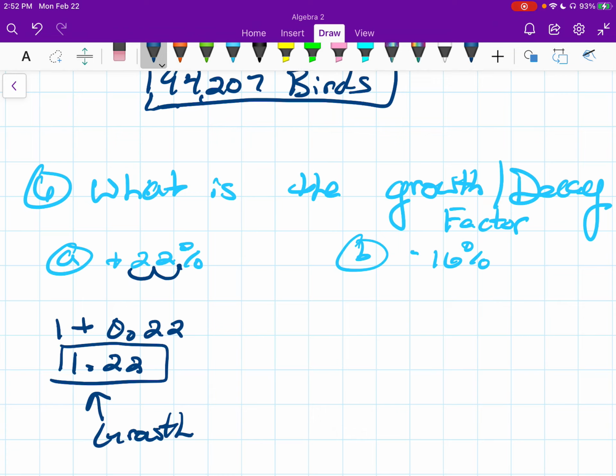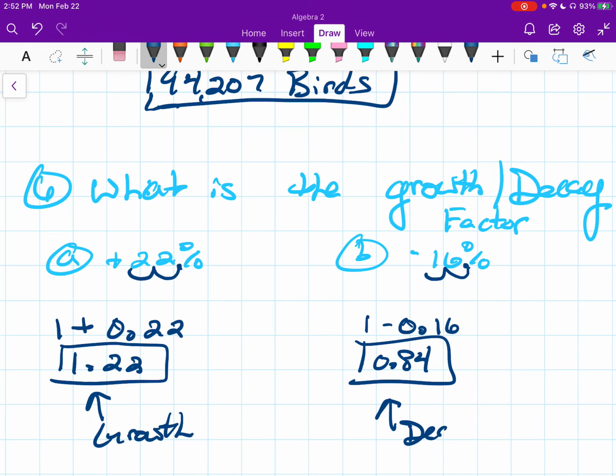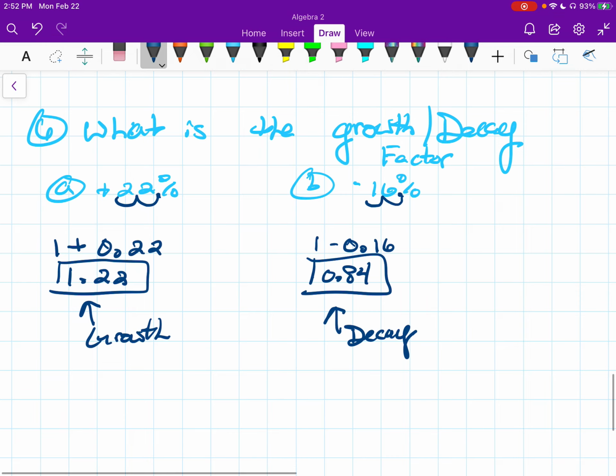Now for the negative 16%. I'll take my decimal and move 2 spots to the left. This will be negative 0.16, and we're not percent anymore. So this will be 1 minus, because it's a decrease. If I type that in, 1 minus 0.16 gives me 0.84. This would be decay. All right, hopefully that helps with some of the word problems.